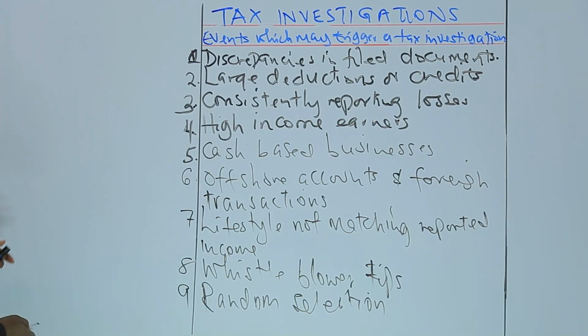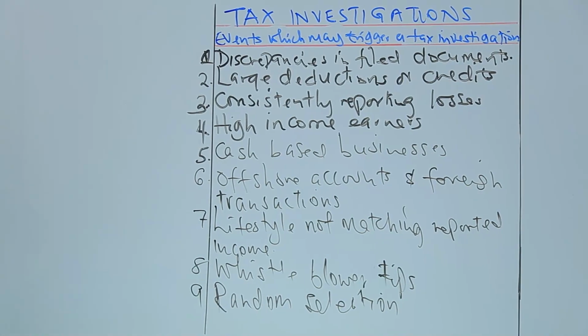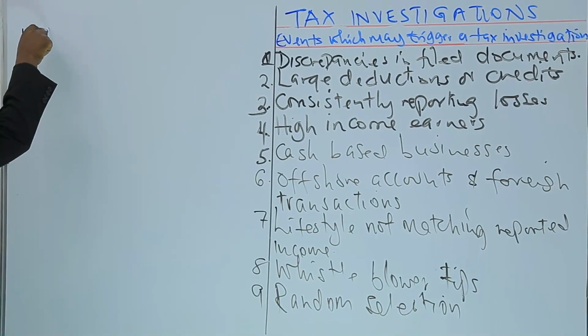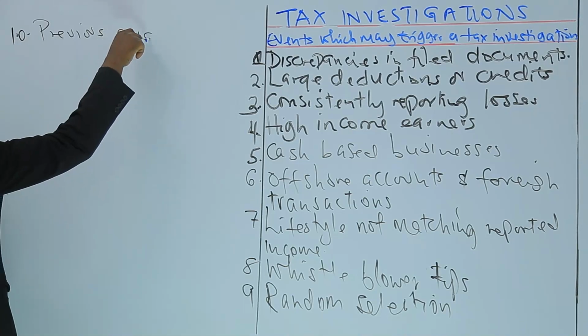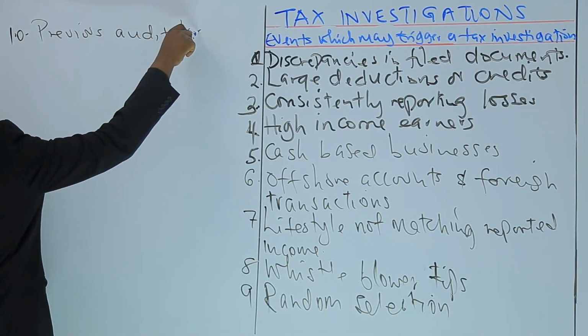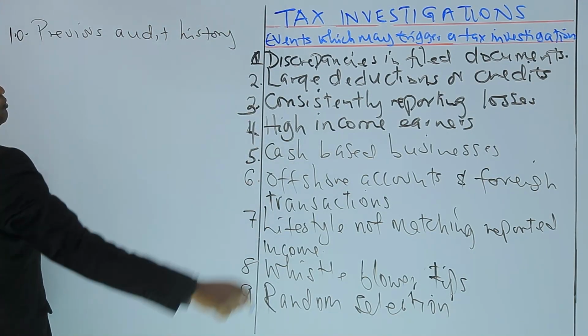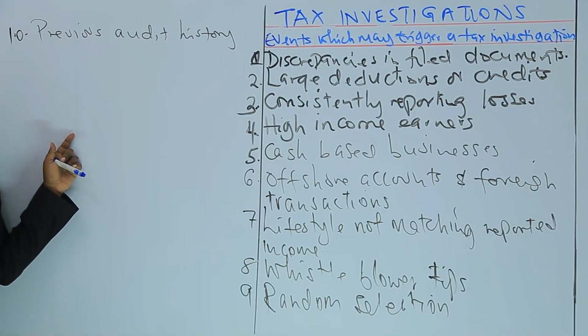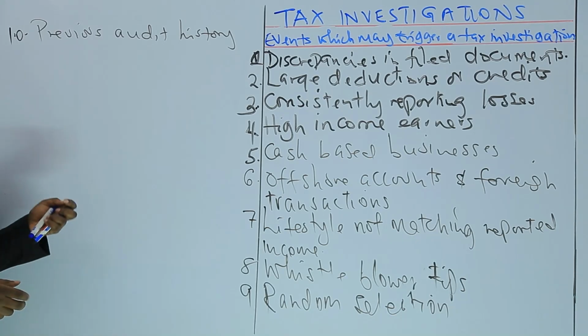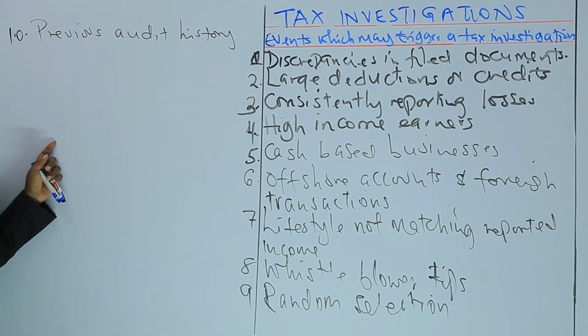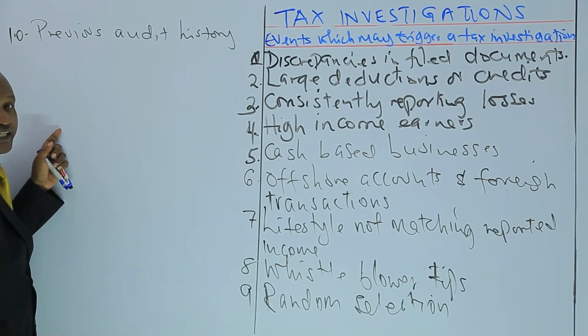Number 10, previous audit history. Taxpayers with a history of audits that have resulted in additional taxes may likely be audited again and again.